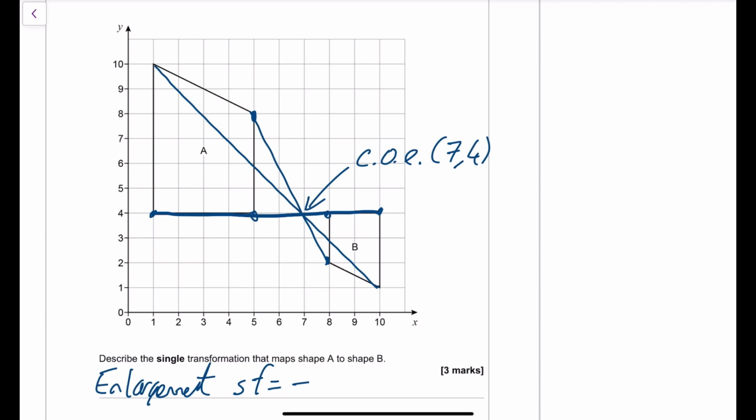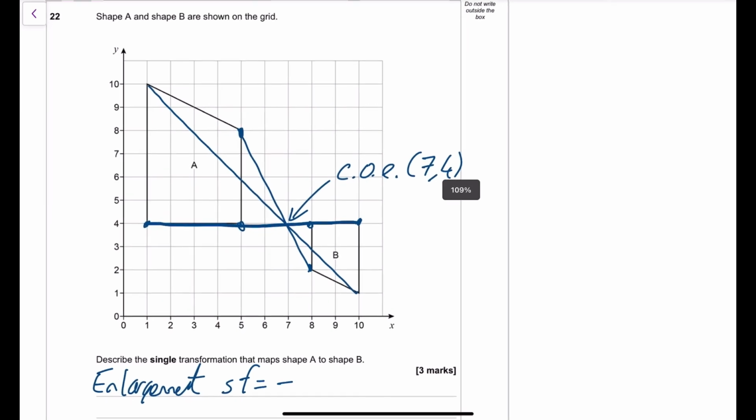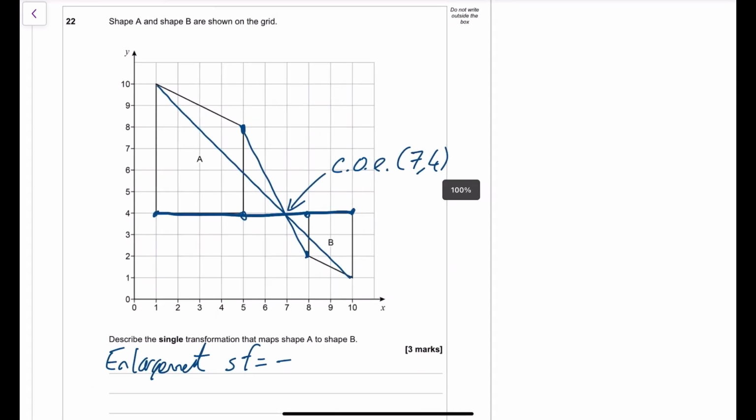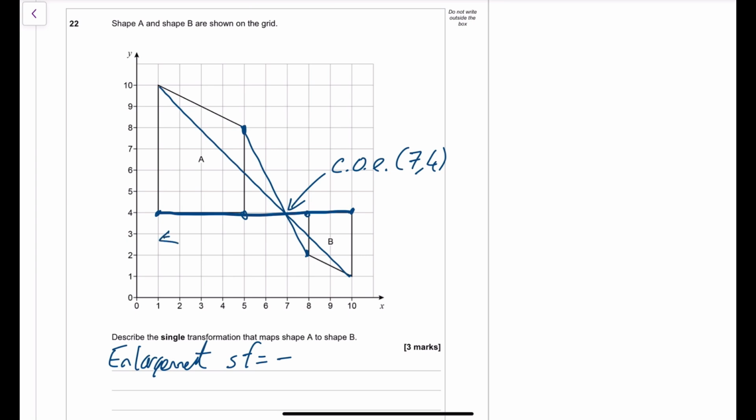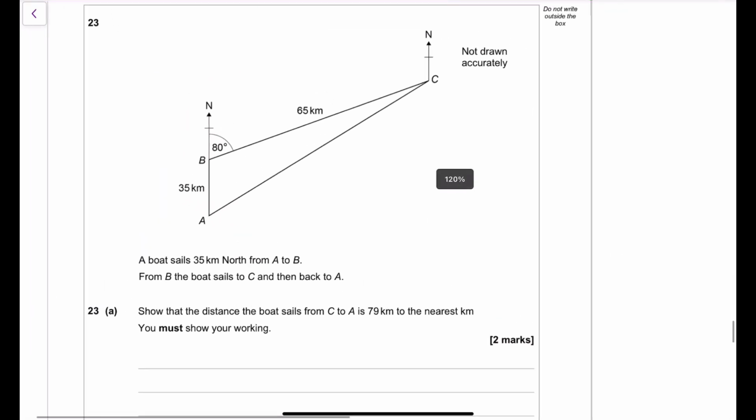I need to work out the scale factor. It's going to be negative because the enlargement is on the other side. Shape A and shape B are shown on the grid. Describe a single transformation which maps A to B. So it's enlargement, scale factor, and 4 squares becomes 2, so it's halved. So it's minus a half. And the center of enlargement we have just worked out as being (7, 4). Okay, so 4 went down to 2, so it's half as big, and it's on the other side of the center of enlargement, so it must be a negative scale factor.